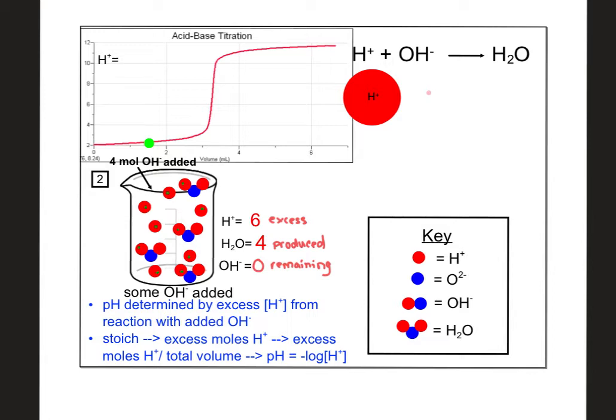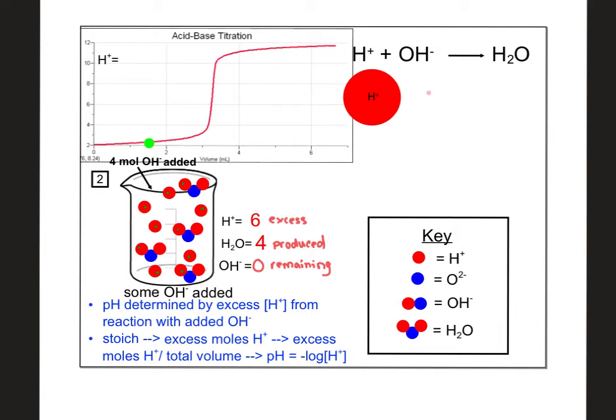How do I figure out the pH? Well, the pH is going to be determined by how much excess H plus is in the solution. So we've done the reaction, now how much is left in excess. So to solve, we're going to do a little stoichiometry. We're going to figure out how many moles of excess H plus exists, which we got right here.